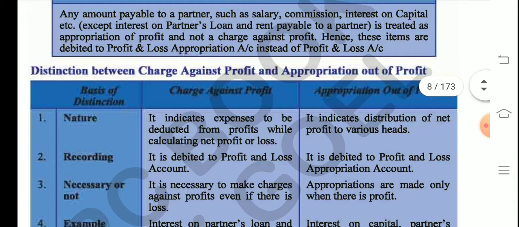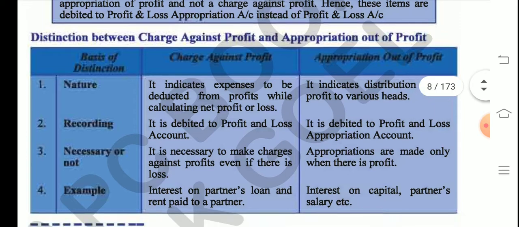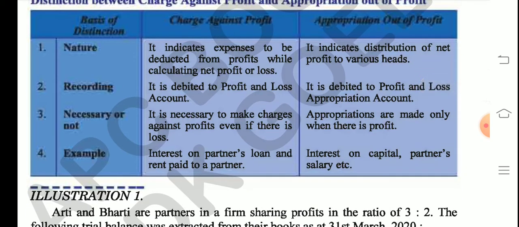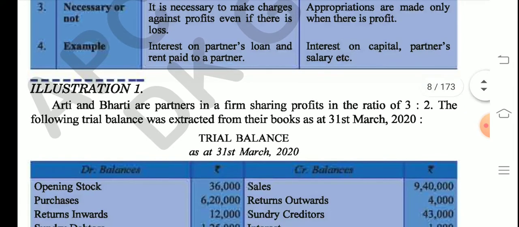These are items that are to be paid out of profit. These items, partner's loan and rent, are basically a liability on the firm. So the liability of the firm will be paid out of profit. Because these two are liabilities, they are not a charge against profit, they are appropriation out of profit. So this difference is very clear. It has got 4 bases. Please do read it, and it's very clear. As you read, you'll get to know much about it. So let's now start with the illustrations.